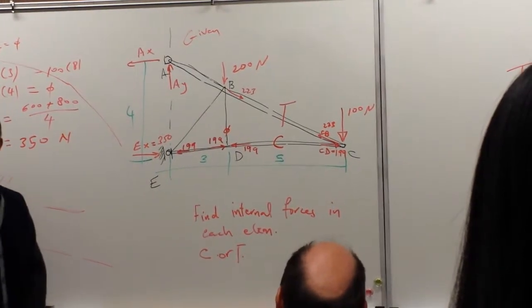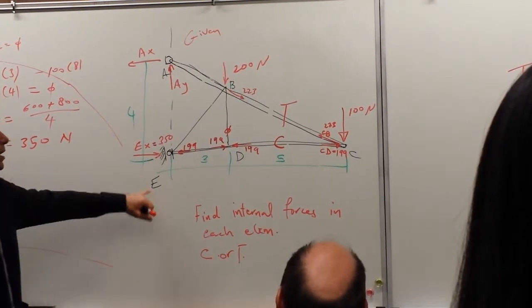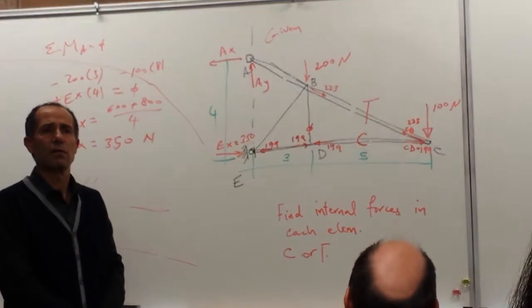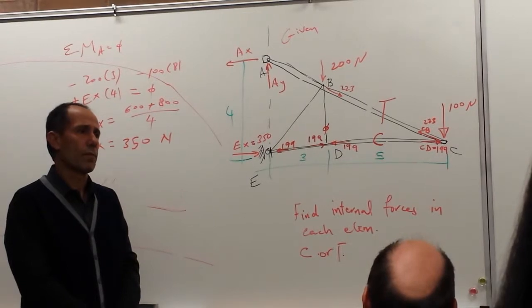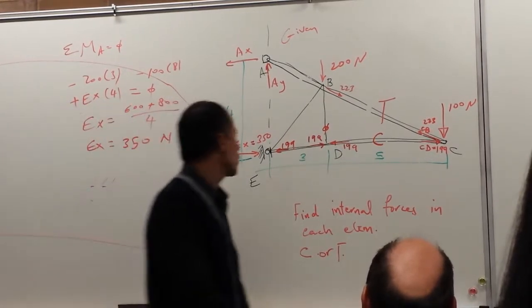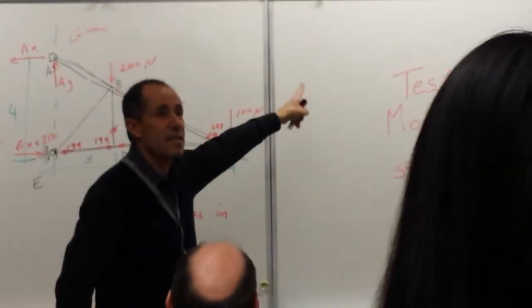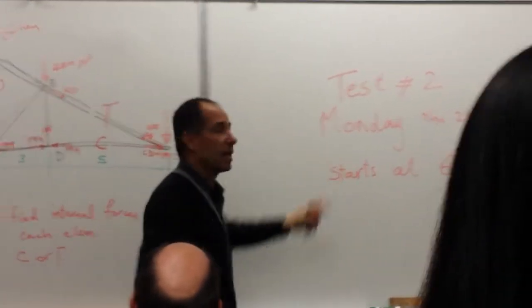Which one do you want to go next? I can go to E, B, A. Any of them work. You've already done lots of E, so let's finish with E. Everybody knows about the test Monday. Monday, the test starts at 6, not 7.